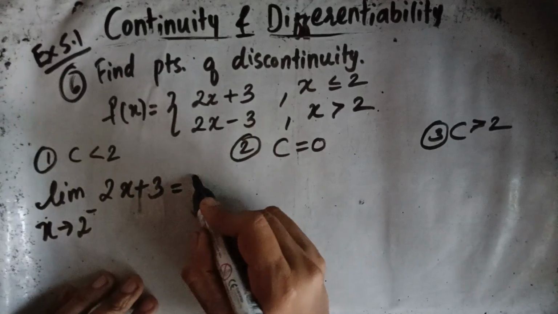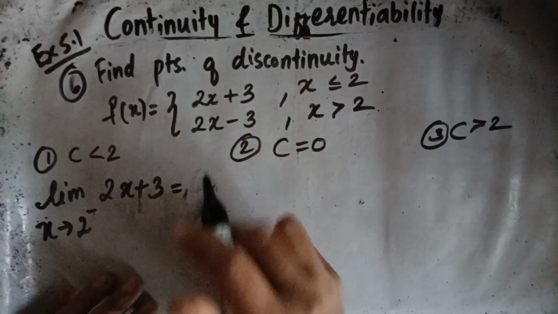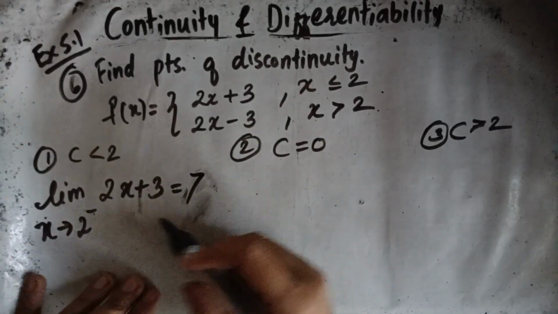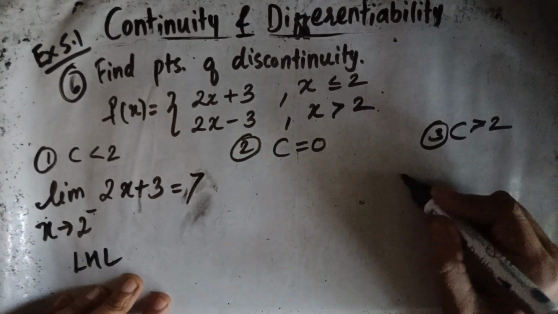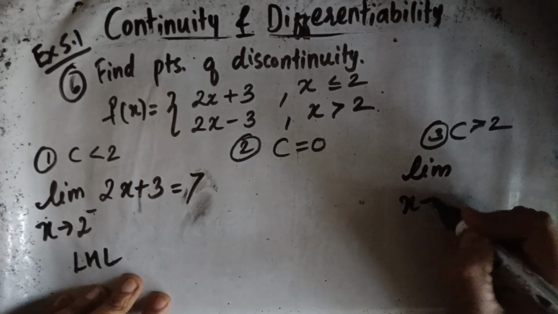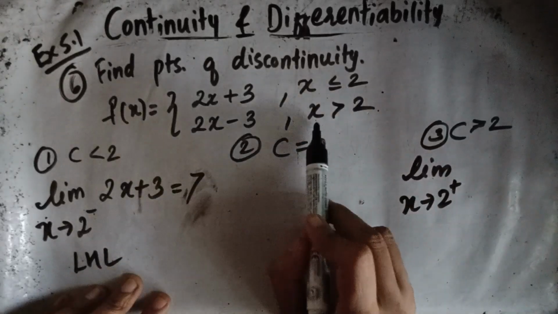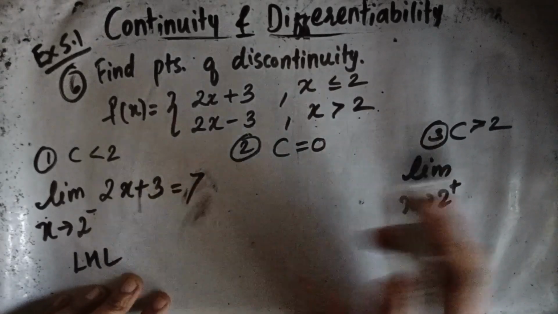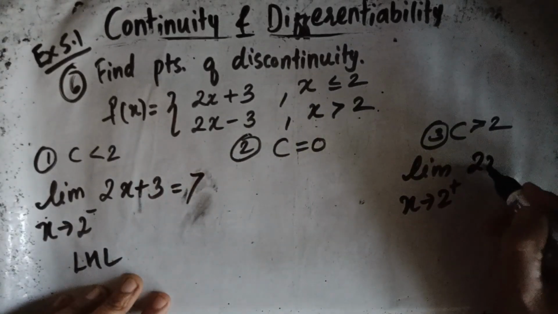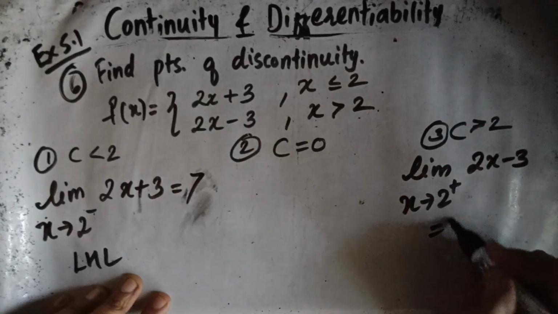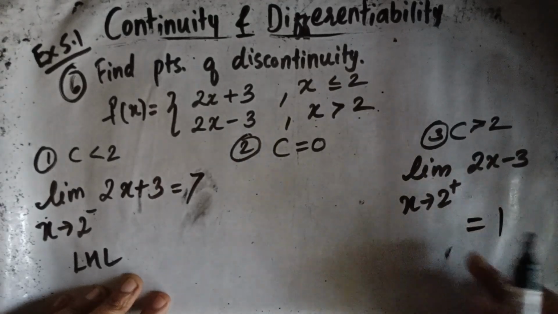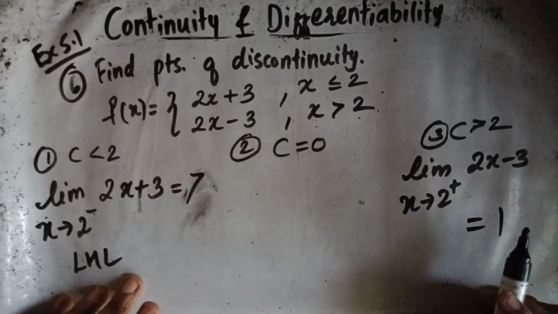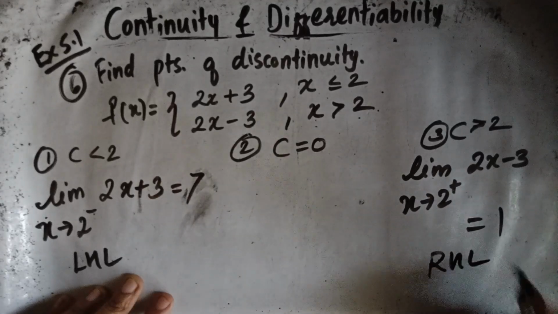4 plus 3 is 7. This is your left hand limit. What about the right hand limit? For the right hand limit, you have to take this function, 2x minus 3. 4 minus 3 is 1. So this is your right hand limit.